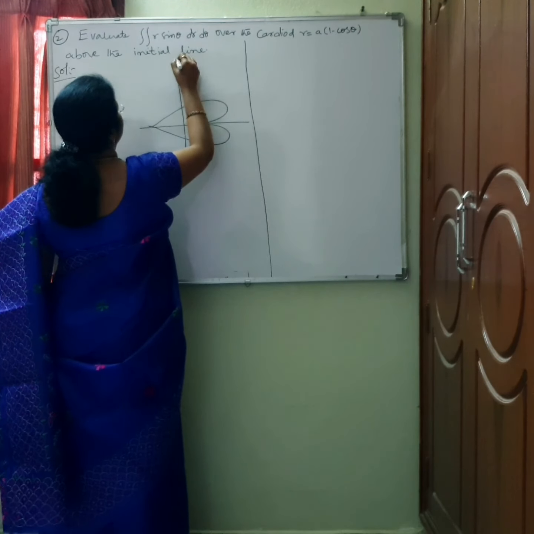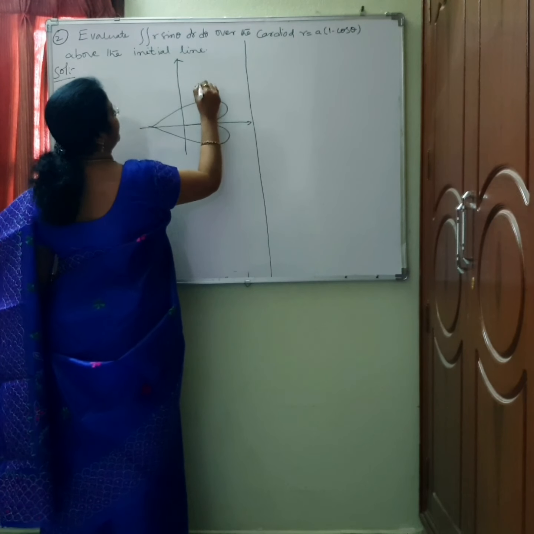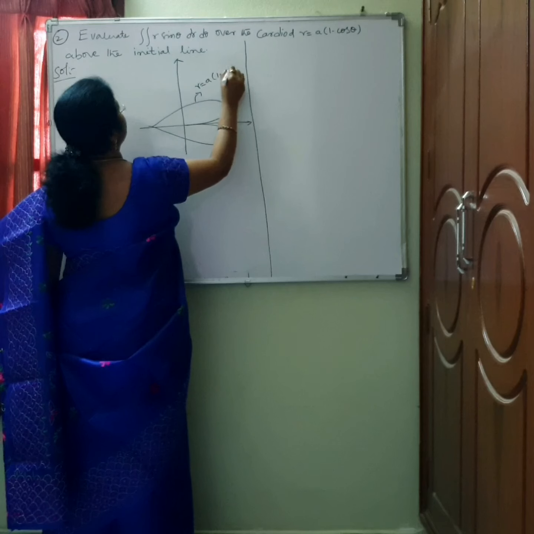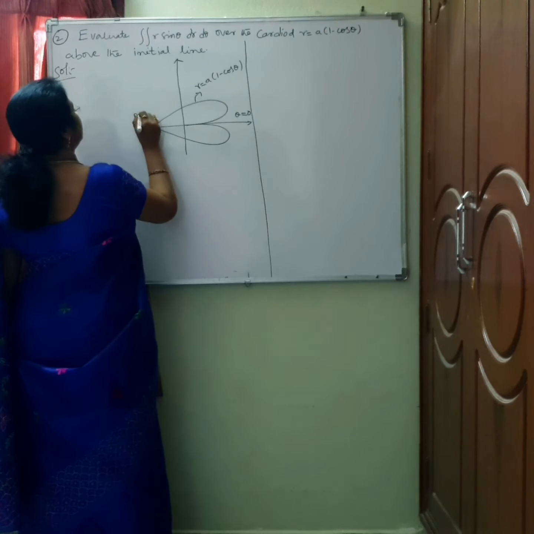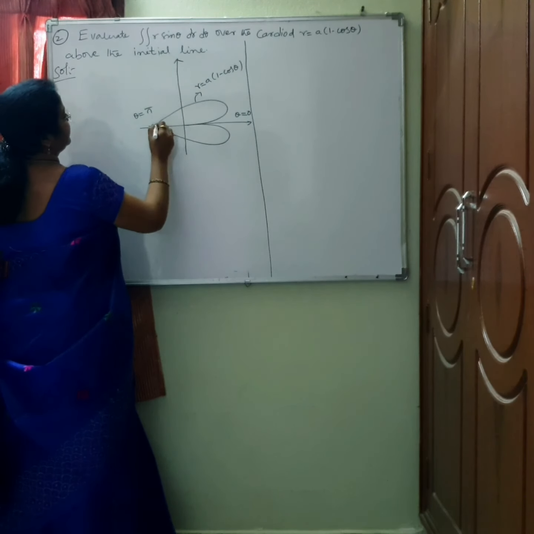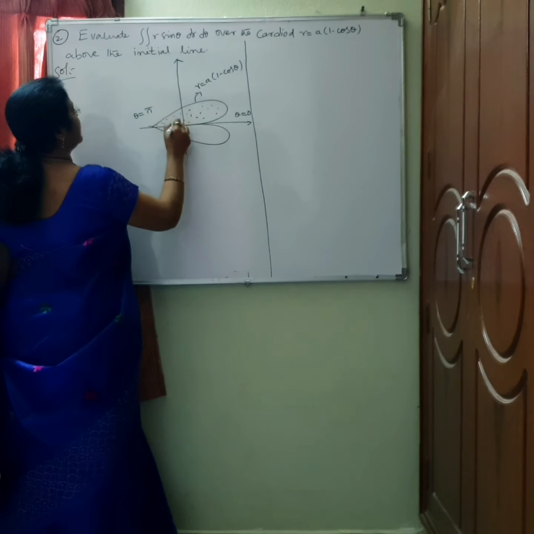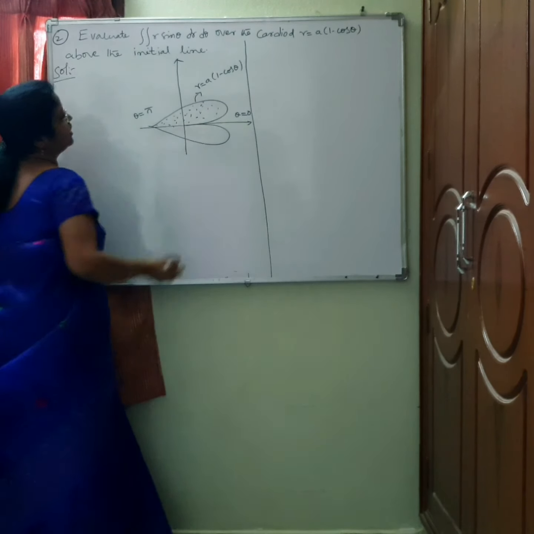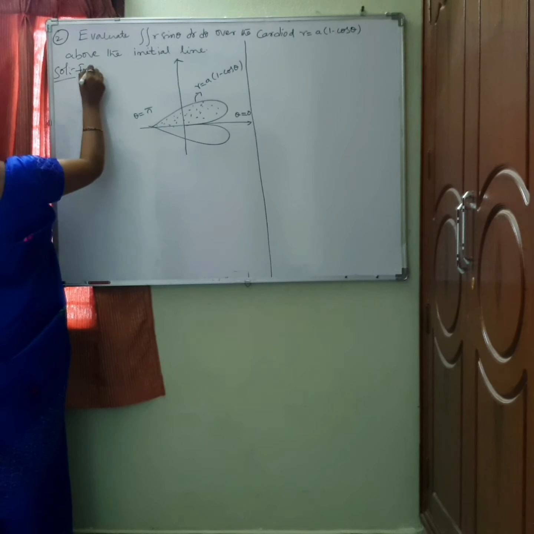The cardioid is r equals a into 1 minus cos theta. This is the line theta equals 0, theta equals pi. Above the initial line is our region of integration. This dotted portion is our region of integration. Now, from the graph, how do you write the limits?